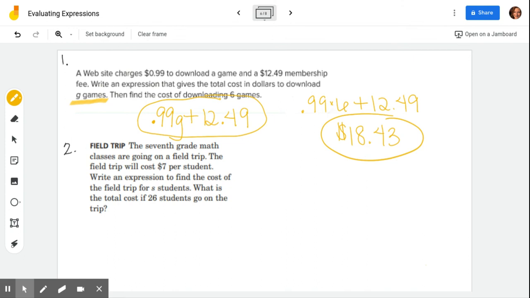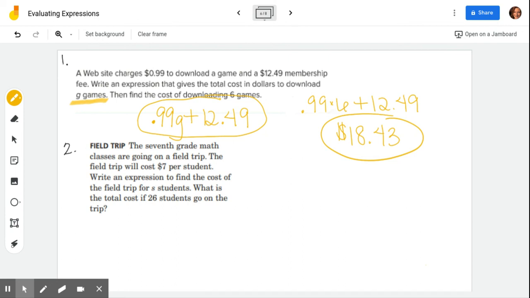Let's look at another one. Number 2, we're going on a field trip. I wish, if it weren't for the days of COVID right now. The 7th grade math classes are going on a field trip. The field trip will cost $7 per student. Write an expression to find the cost of the field trip for S students. Let's pause there because they just told me what they want for an expression.